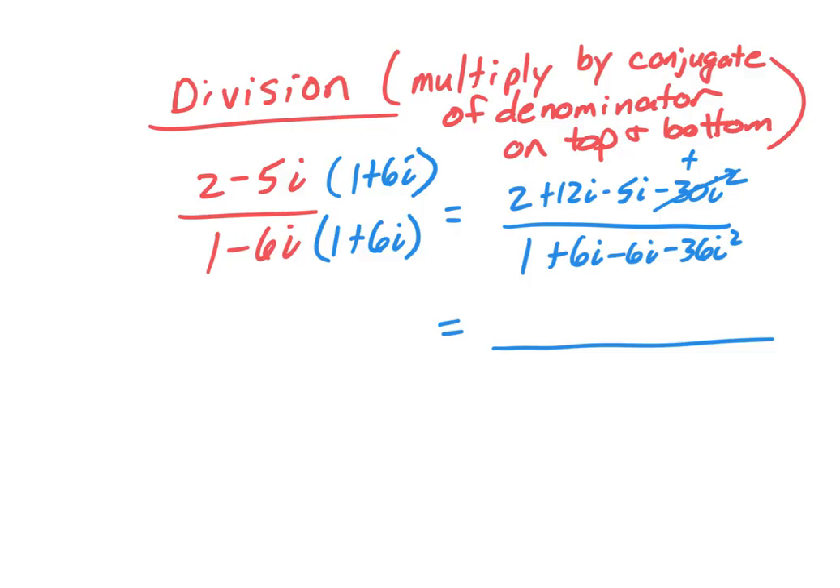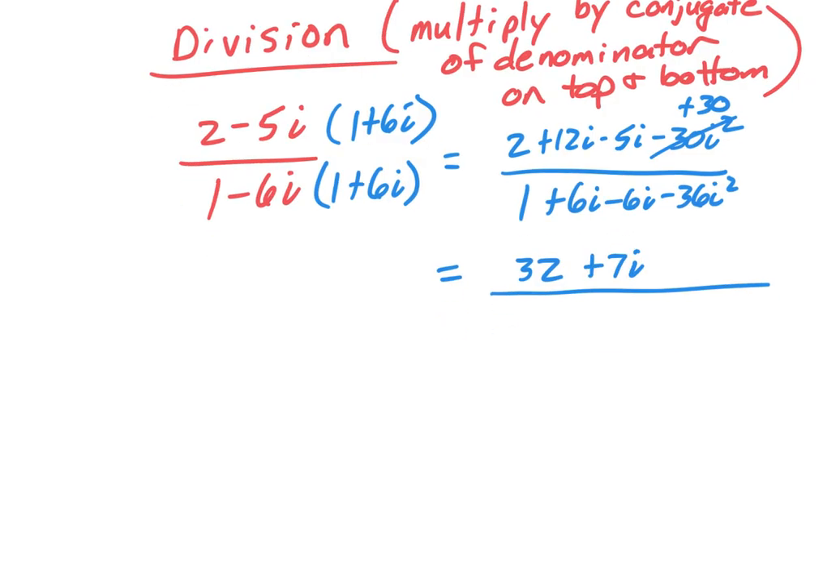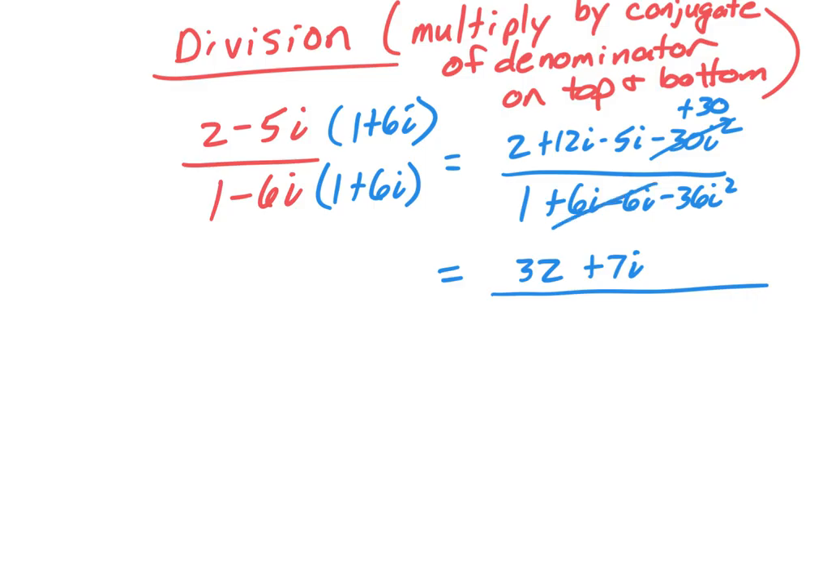So I'm going to go ahead and make this plus 30. So this would become 32 plus 7i. On the bottom, these two are going to cancel out. This becomes plus 36. So the denominator is now 37.